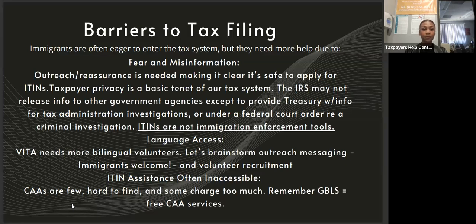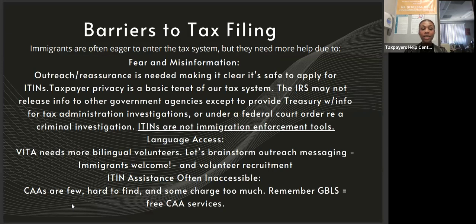Barriers to tax filing. Immigrants are often eager to enter the tax system but need more help due to fear and misinformation. So, outreach and reassurance is needed for making it clear it's safe to apply for ITIN numbers. Taxpayer privacy is a basic tenet of our tax system. The IRS may not release information to other government agencies except to provide Treasury with information for tax administration investigations or under a federal court order for criminal investigations.